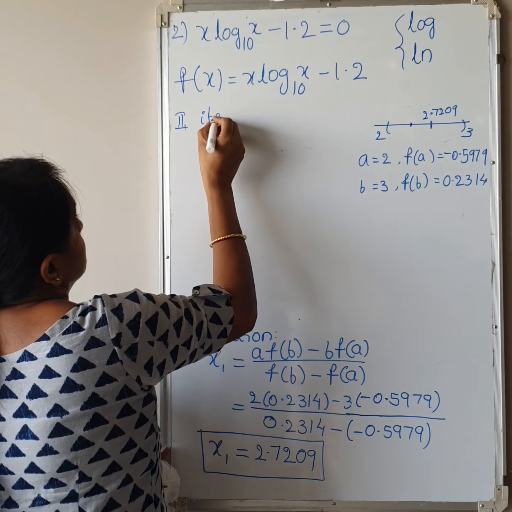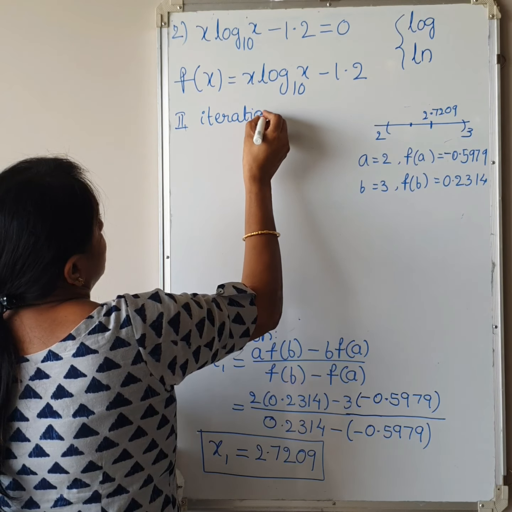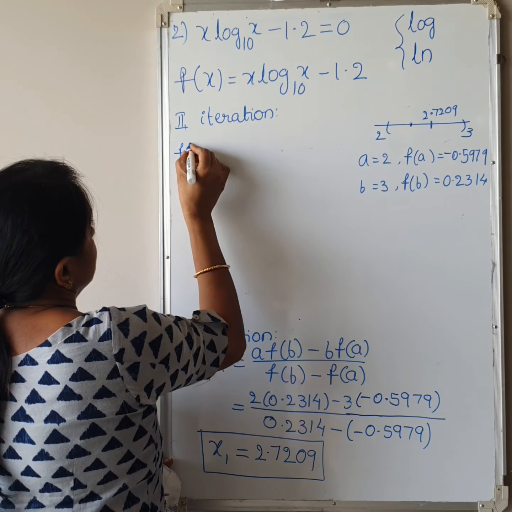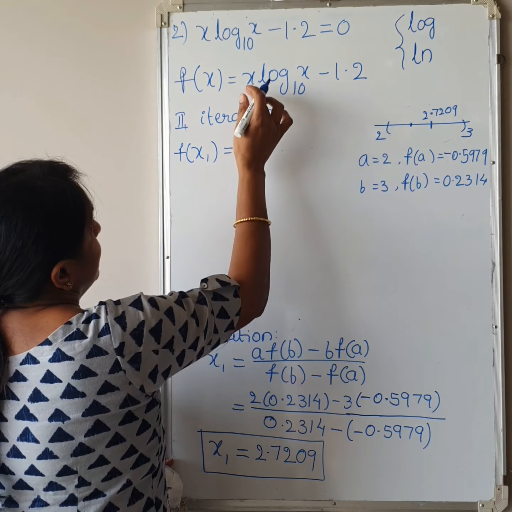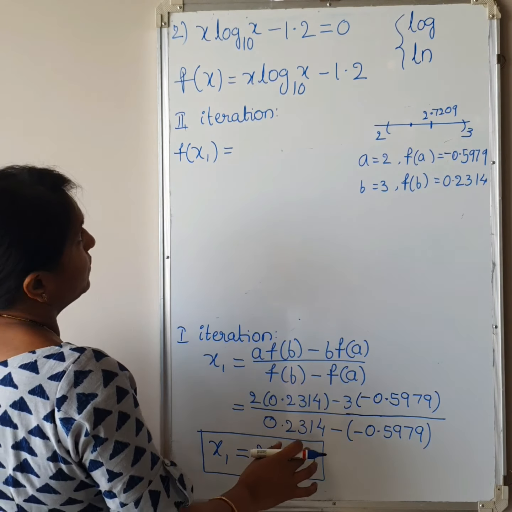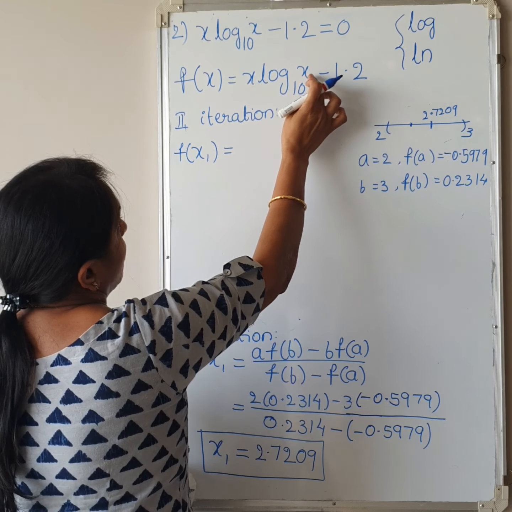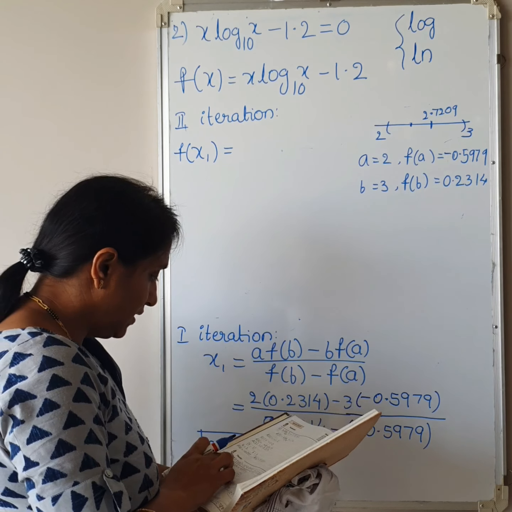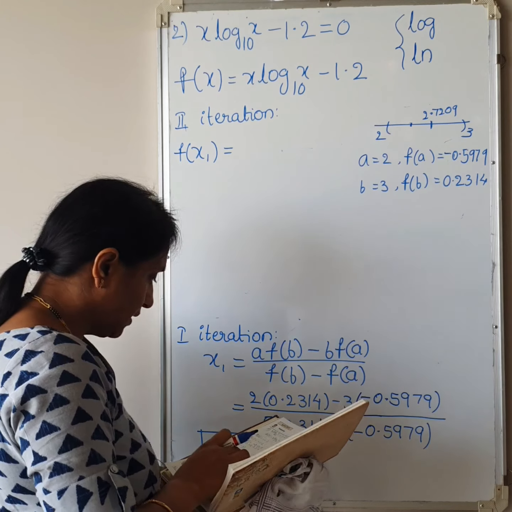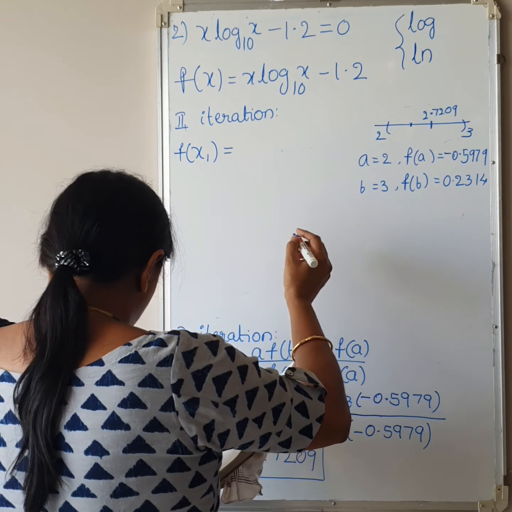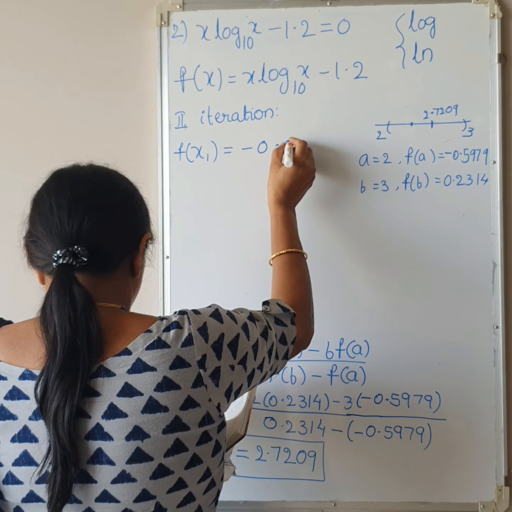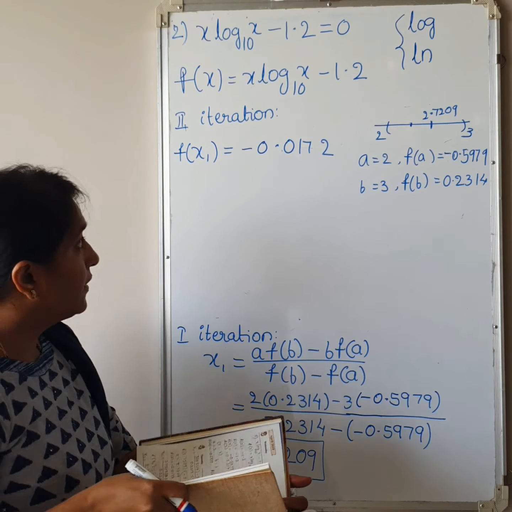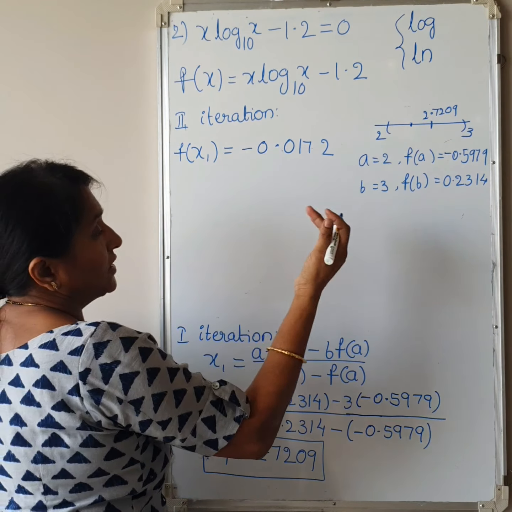Second iteration. Again we have to find out the root, the interval. Before that we have to find out f of x1. f of x1 is equal to, in this equation substitute 2.7209: 2.7209 log 2.7209 minus 1.2. So f of x1 is equal to minus 0.0172. Again we have to check the interval.